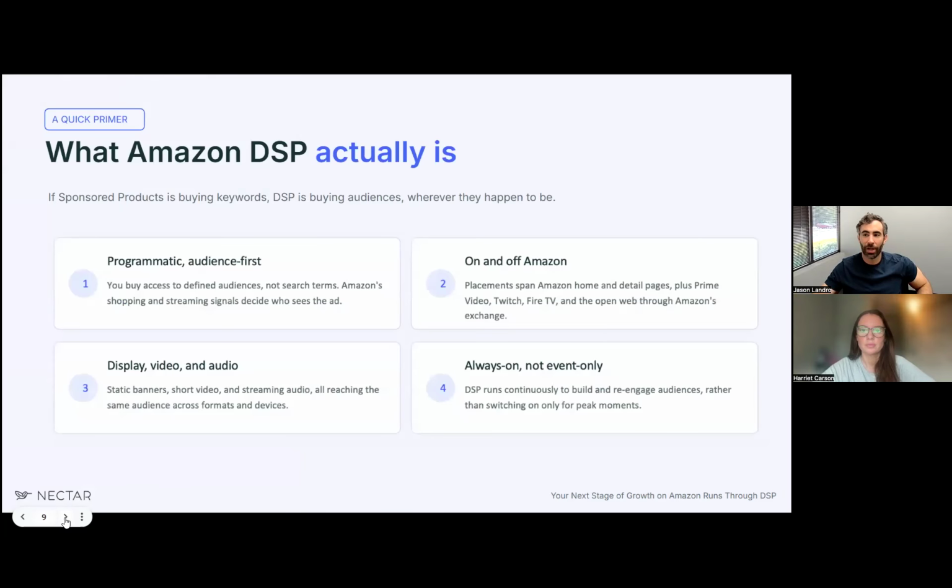All right. So a lot of people don't even, I think, understand how DSP works, right? So search is pretty simple, right? A consumer puts in the keyword, hits enter, and then ads show up that are bidding on those search terms. Can you take a step back and kind of walk us through how DSP works in the different formats?